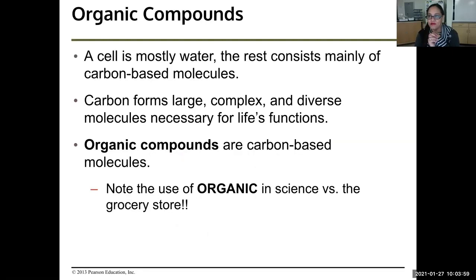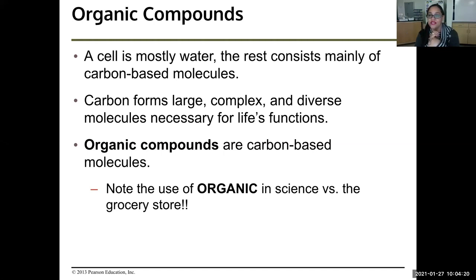Carbon is what makes something organic. We are made up of organic compounds. All living things are. So a cell is mostly water. The rest consists mainly of carbon-based molecules. Carbon forms large, complex, and diverse molecules necessary for life's functions. Organic compounds are carbon-based molecules.